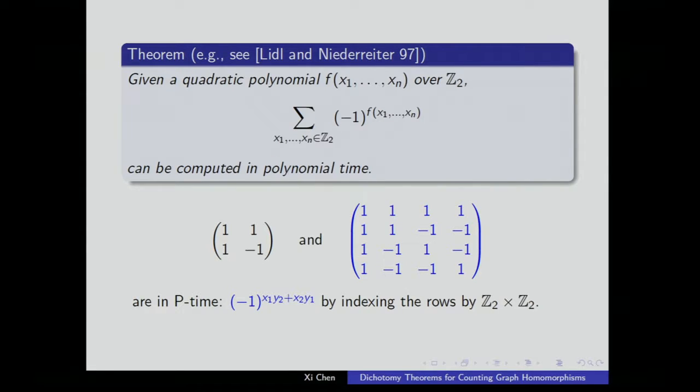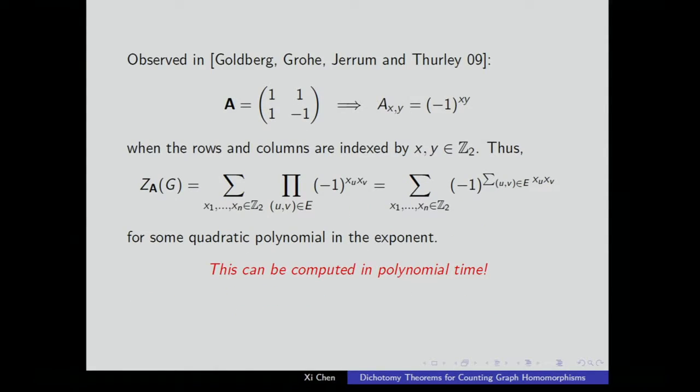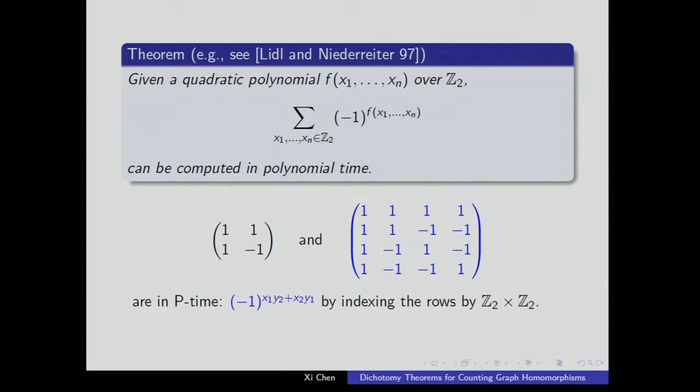I don't know which paper gives this result first, but it's definitely in this book by Lidl and Niederreiter about finite fields. It says that if you take any quadratic polynomial, the sum is computable in polynomial time in n, the number of variables. Now, combining this theorem together with this observation, this connection, we know that the partition function of this matrix is easy to solve.